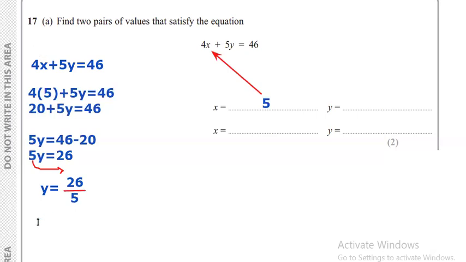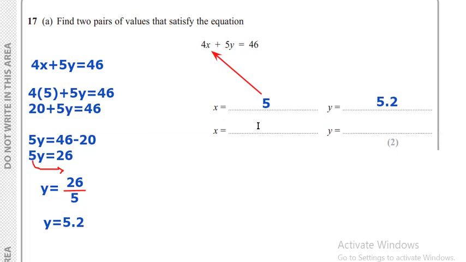So y will equal 26 divided by 5. Calculate it. 26 divided by 5, and the answer is 5.2. This means that the value of y will be 5.2. As I said, any two pairs that satisfy the equation will be the answer. So if x is 5, this means that y is 5.2. And these are the steps that you have to follow to find the value.